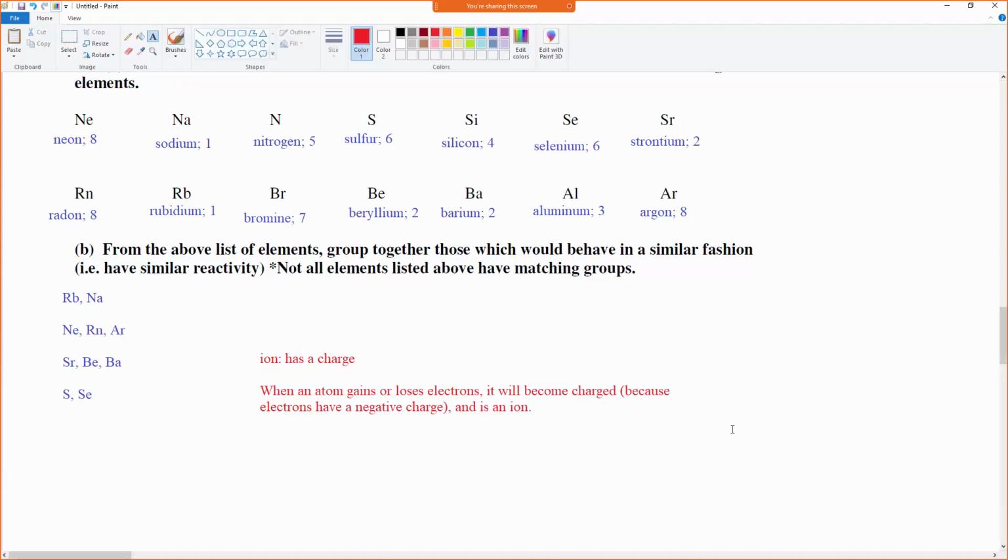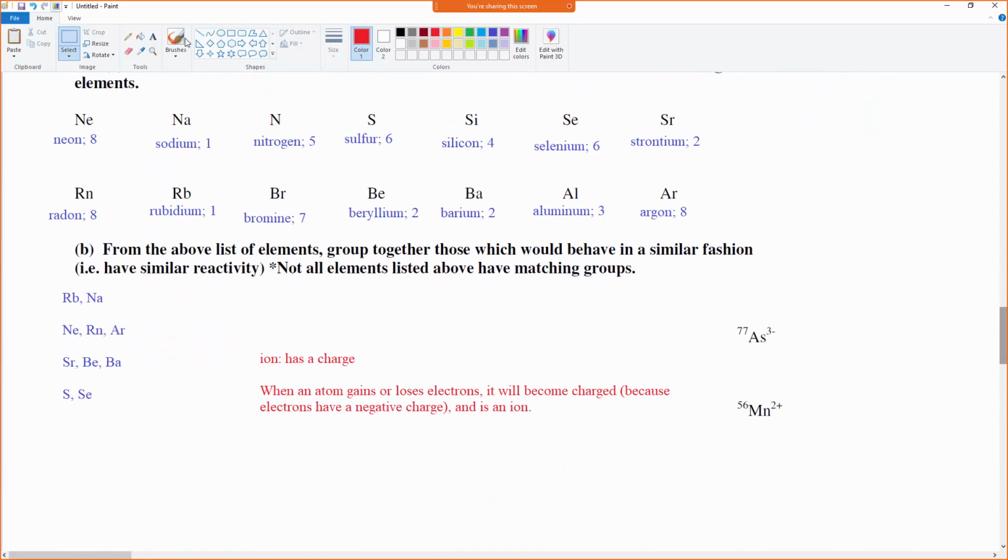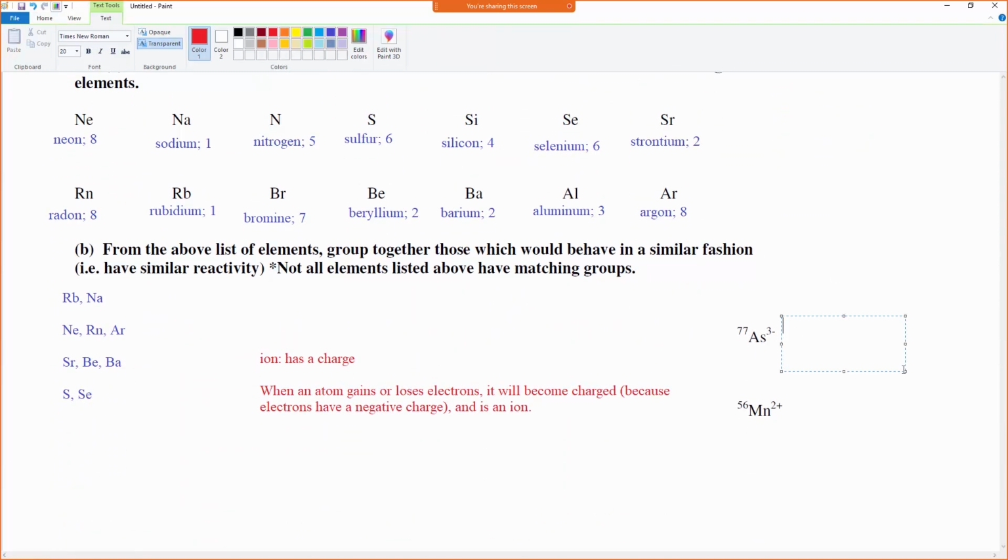Okay, so you did a little bit of this previously when I would give you some atoms or ions and say, how many protons, neutrons, and electrons does this have? I'm going to copy this over. So this is from earlier on in the same worksheet. And you could say, okay, 77As3-. I know that As has 33 protons by definition. So you could say you've got 33 protons.